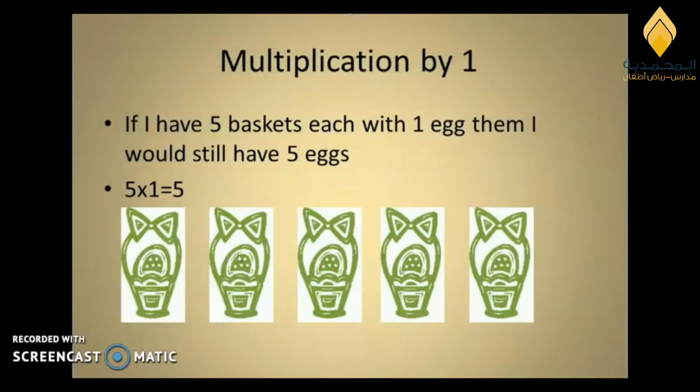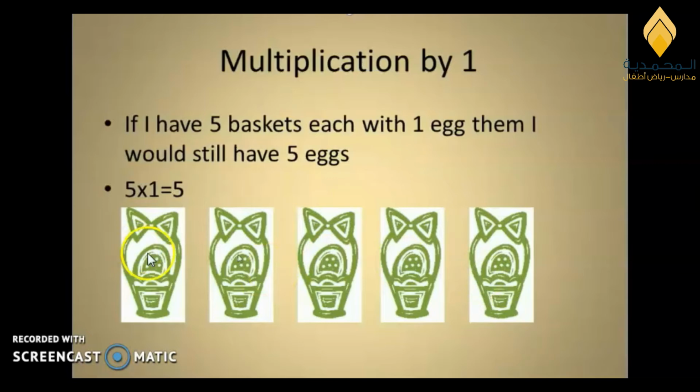Let's take another example of multiplication by 1. If I have 5 baskets, each with 1 egg, okay? As you can see, we have 5 baskets: 1, 2, 3, 4, 5. So we have 5 baskets, and inside each basket there is 1 egg. Look, 1, and there is 1, and here 1, 1, 1. So I still have 5 eggs in total: 1, 2, 3, 4, 5.